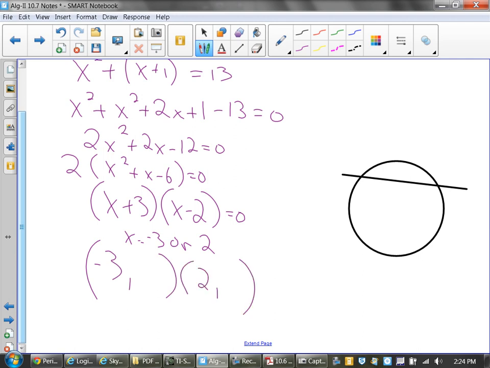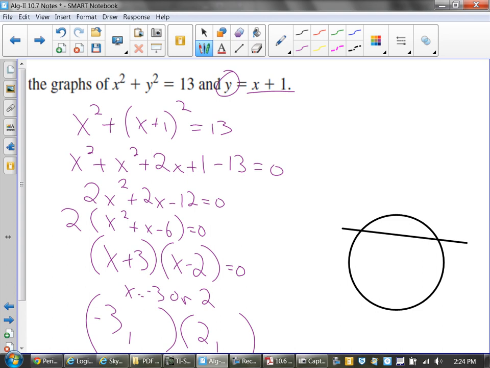Well, how are you going to figure out what y is given these 2 equations? Does it matter which one you choose? The second one's just easier to work with. Because what is negative 3 plus 1? What is 2 plus 1? So your ordered pairs.